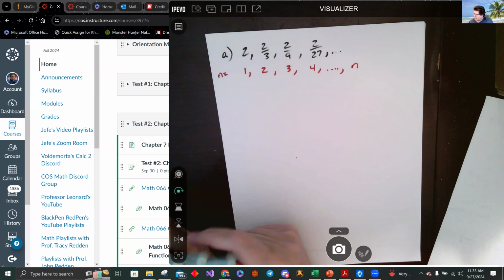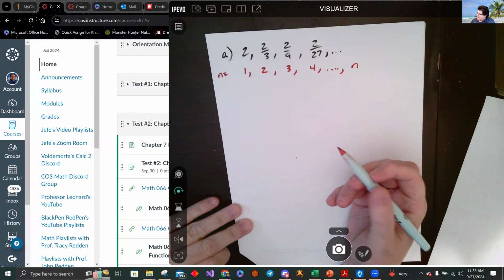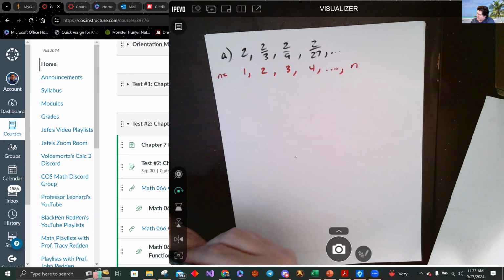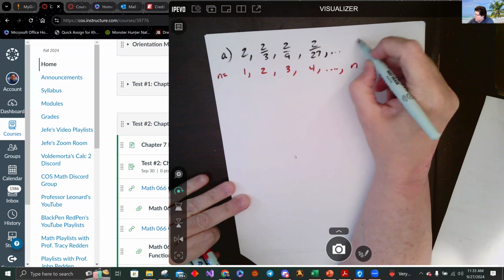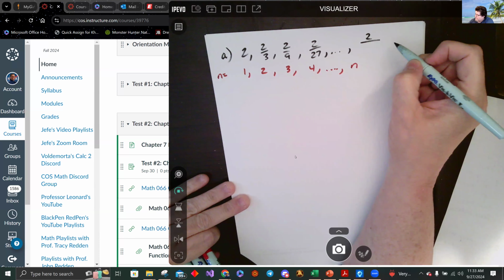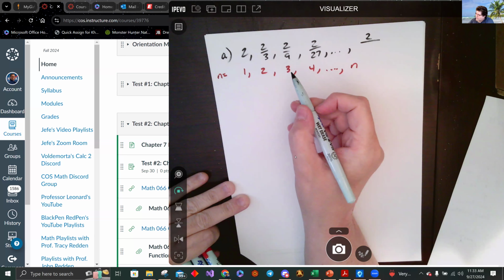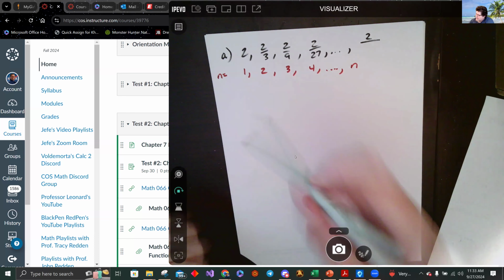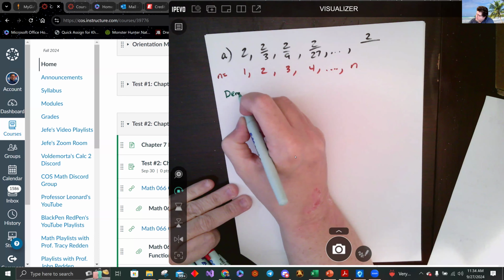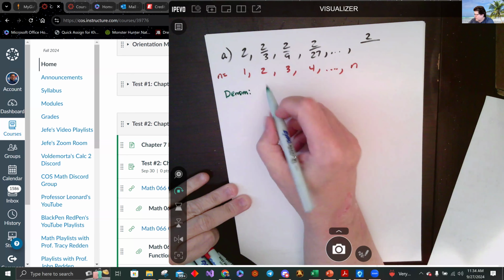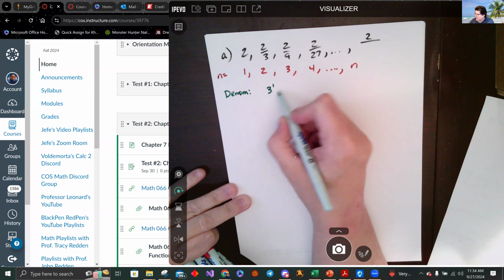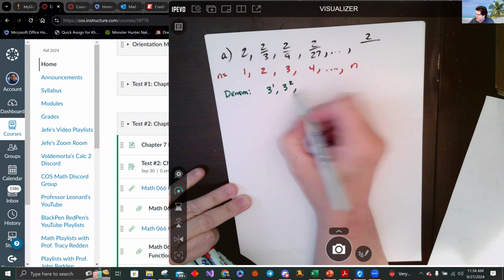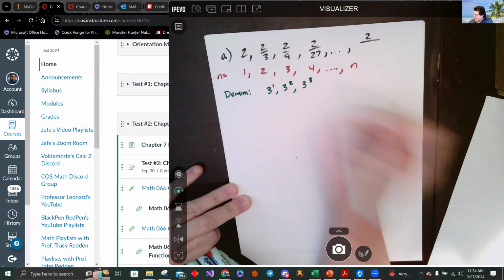What's going on here? The top doesn't really look like it's changing, does it? I could probably shorthand this as 2 over something, but what? Well, ignoring the first term, the denominator here, this one looks like 3 to the first power. This one looks like 3 to the second power. This one looks like 3 to the third power.